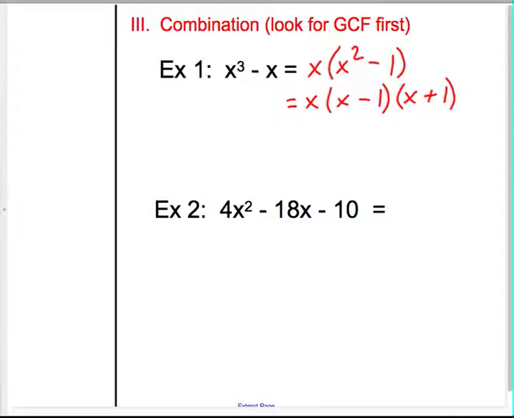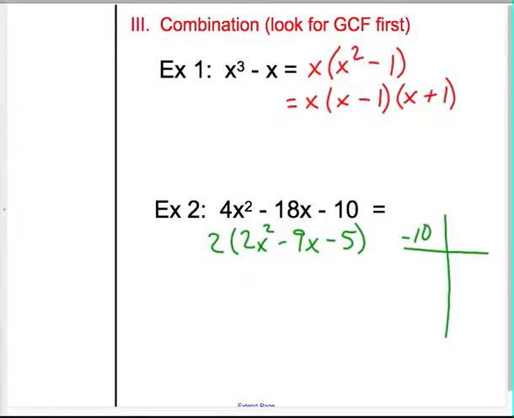Our second example, when I'm looking through, I see a greatest common factor of 2. So I'm going to factor out the 2. And what I have left is 2x squared minus 9x minus 5. This is a trinomial. The lead coefficient is not equal to 1, so I'm going to use that A times C method. A is 2 and C is negative 5. So we need something that multiplies to negative 10 and adds to negative 9.